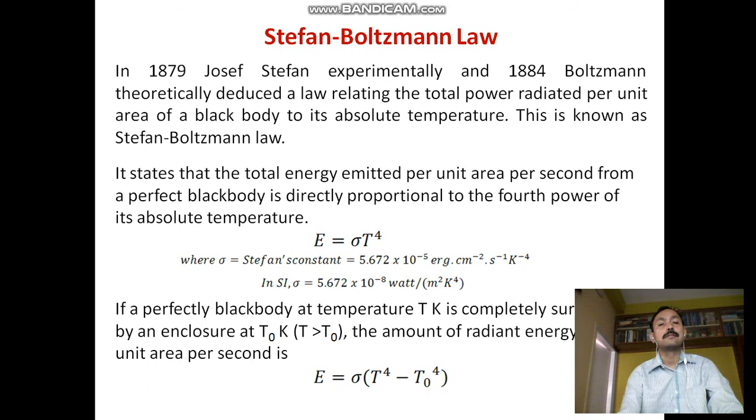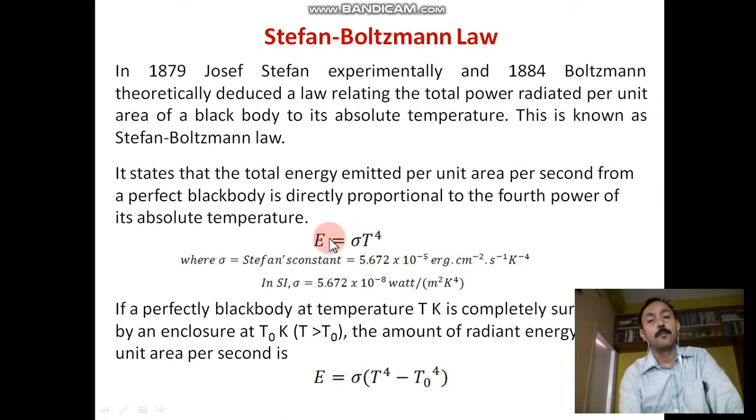Stefan Boltzmann law states that the total energy emitted per unit area per second from a perfect black body is directly proportional to the fourth power of its absolute temperature.